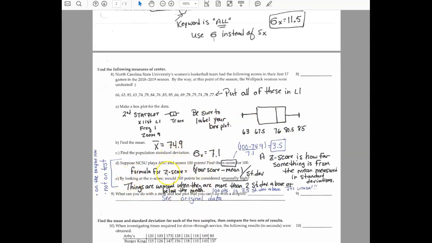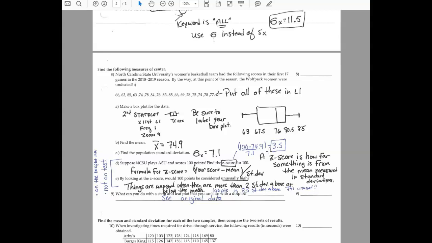This part here with finding your z-score, there's a video with box plots, and you may want to go back and watch that whole thing. I didn't talk about this much, if any, in your class. It's not going to be on the test, but it is in the homework. The formula for z-score is your score minus the mean over the standard deviation. It's how far your score is from the mean. So 100 minus the mean score divided by the standard deviation is 3.5. That means 100 is 3.5 standard deviations above the mean.